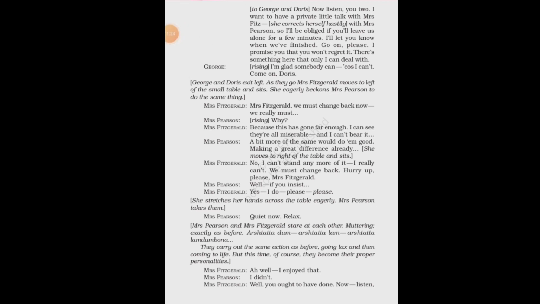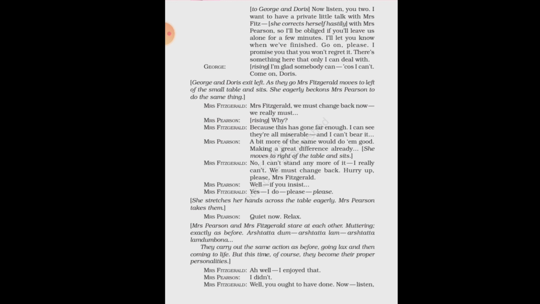Mrs. Fitzgerald: No, I can't stand any more of it. I really can't. We must change back. Hurry up, please, Mrs. Fitzgerald. Mrs. Pearson: Well, if you insist. Mrs. Fitzgerald: Yes, I do. Please. She stretches her hands across the table eagerly. Mrs. Pearson takes them. Mrs. Pearson: Quiet now, relax.